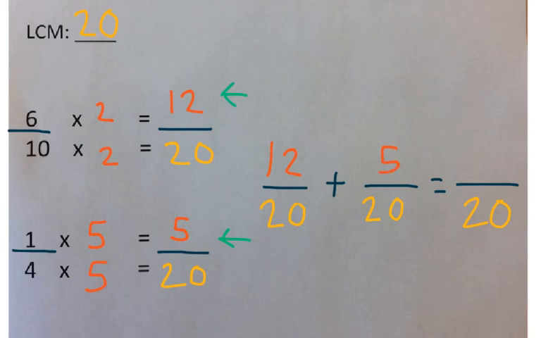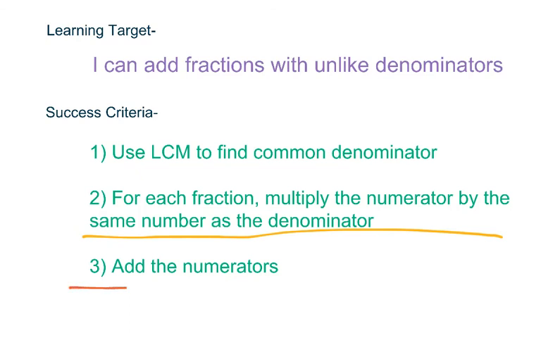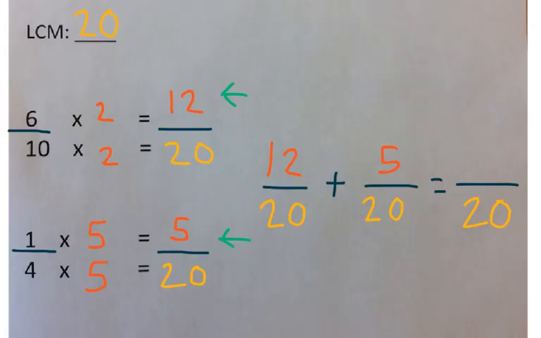And now this is a problem that we can add because there are common denominators. And we know when we're adding fractions, the denominator stays the same, but we add the numerators. We also know this because our third and final step in the success criteria tells us to add the numerators. So we add the numerators, giving us 17. And that is what the students will be doing tonight with an assessment tomorrow on Tuesday.